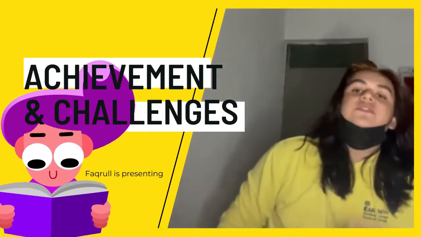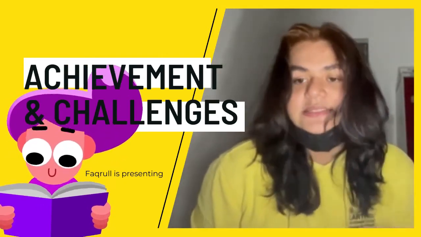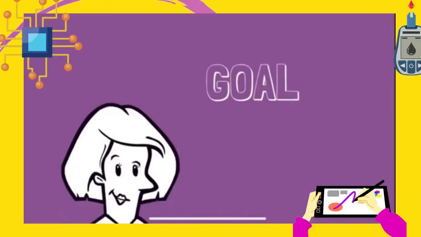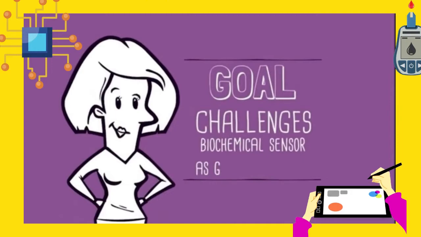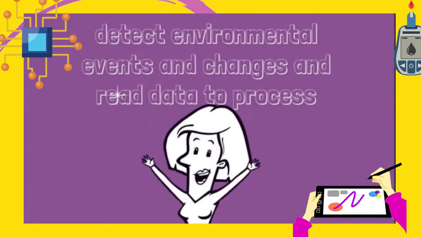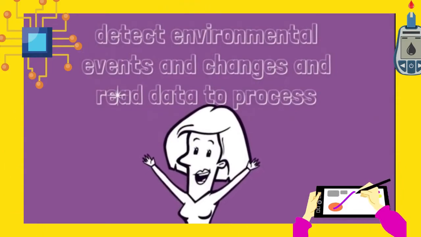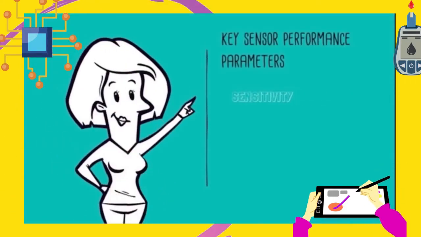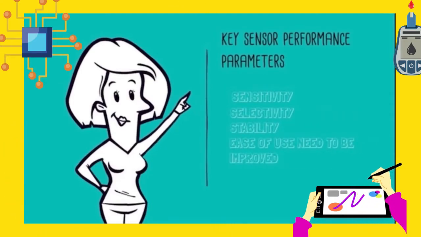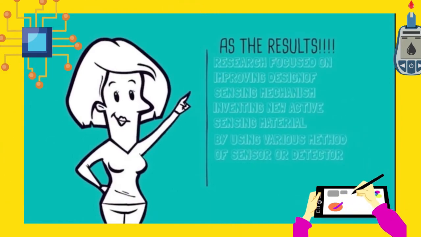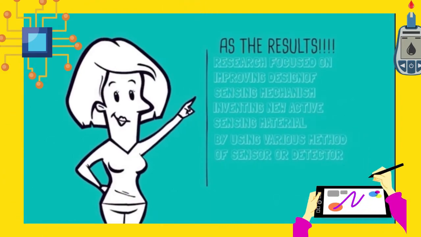Hi guys, so my name is Fakul, and my part is about achievements and challenges that we can detect from the biochemical sensor as a glucose detector. The achievement is to detect environmental events and changes and read data to process. And to meet social needs, key sensor performance parameters such as sensitivity, selectivity, stability, and ease of use need to be improved. As a result, research focuses on improving the design of sensing mechanisms and inventing new active sensing materials.